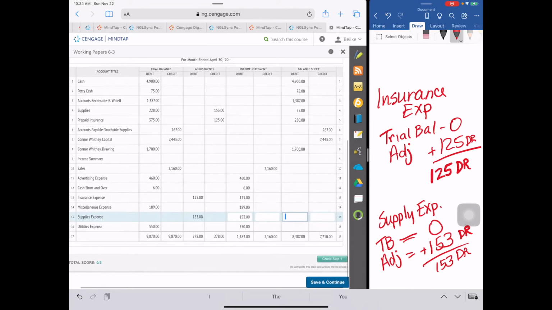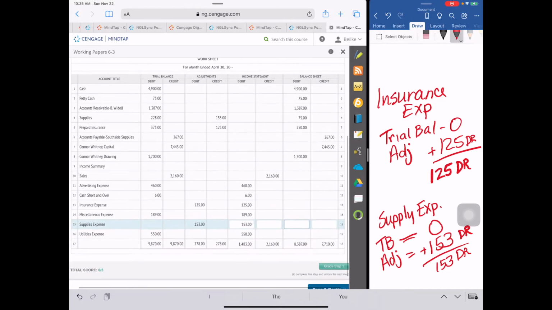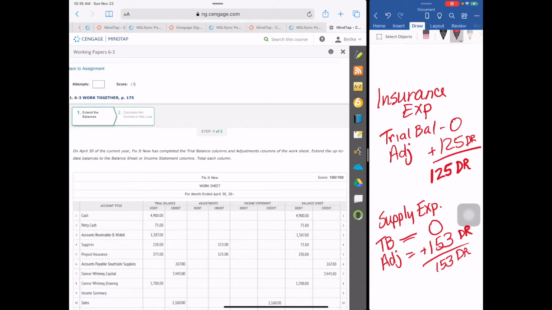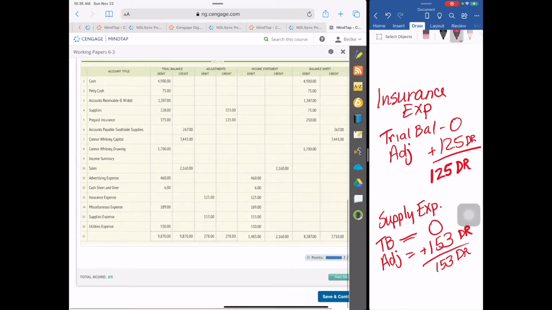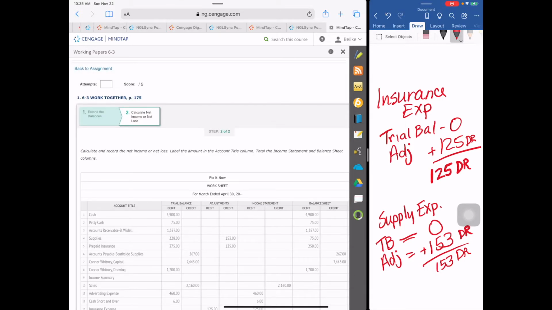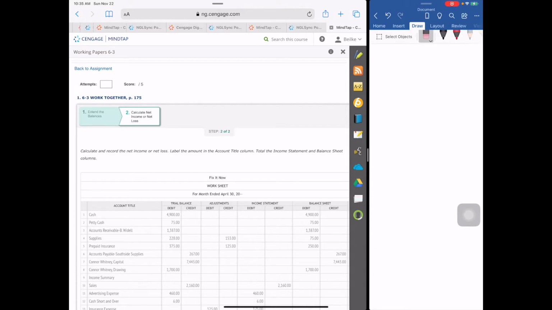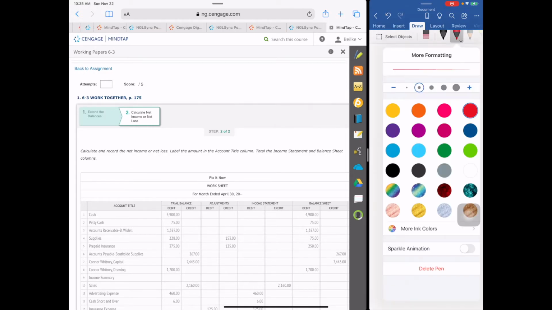So this will conclude the first part of your work together. And yep, we got it all correct. It should look like this. So we're going to go on to our next step. We're going to calculate the net income or net loss. Before I do that, I'm just going to erase my mess over here so that I have a place to work here. Make this just a little bit smaller.